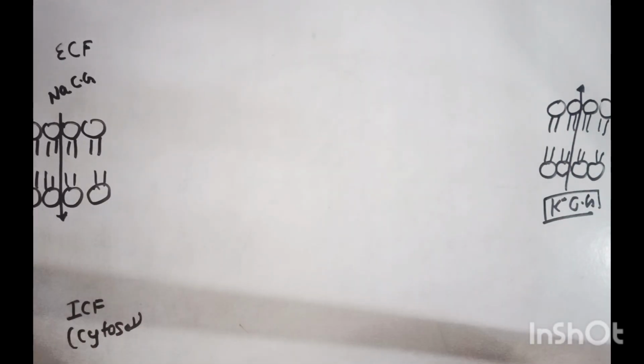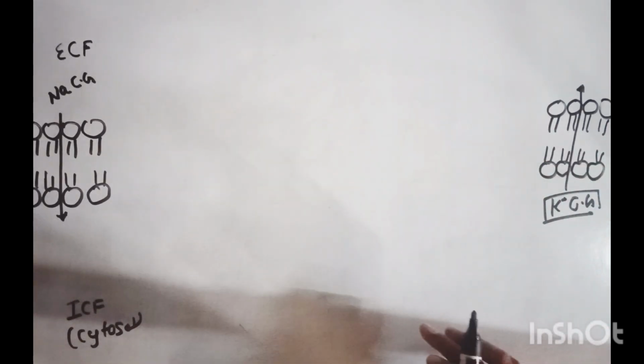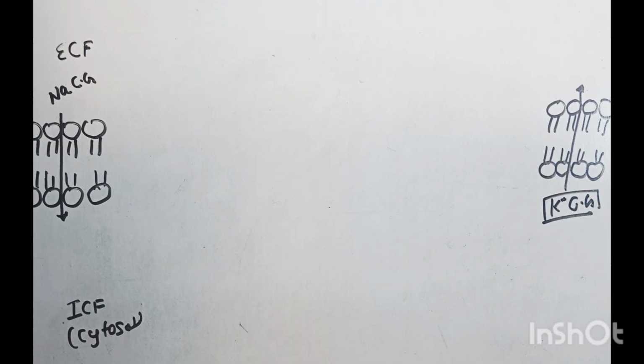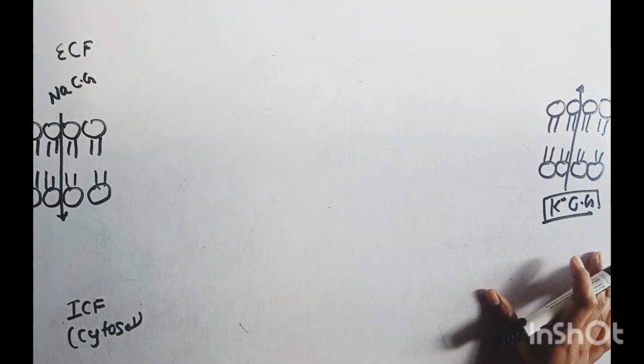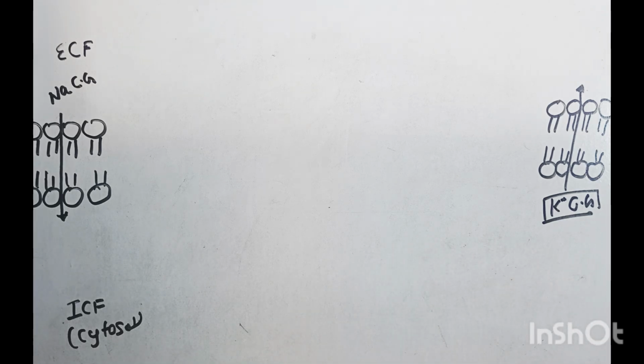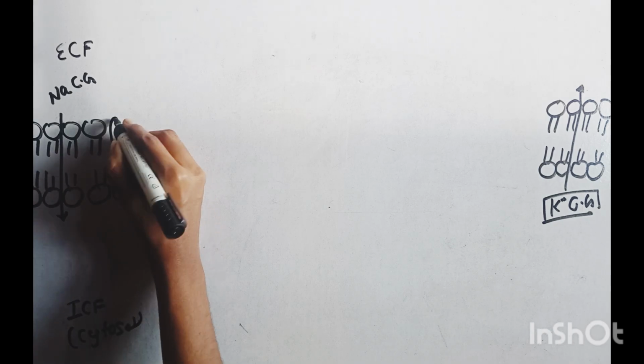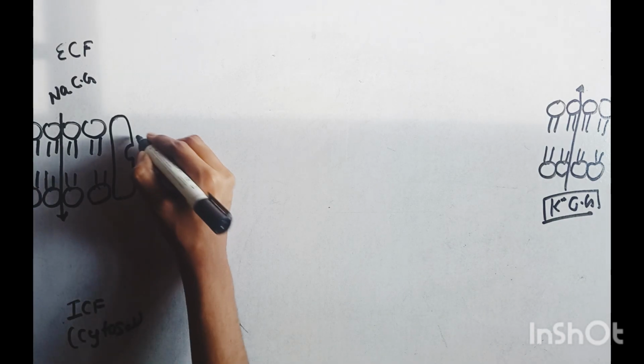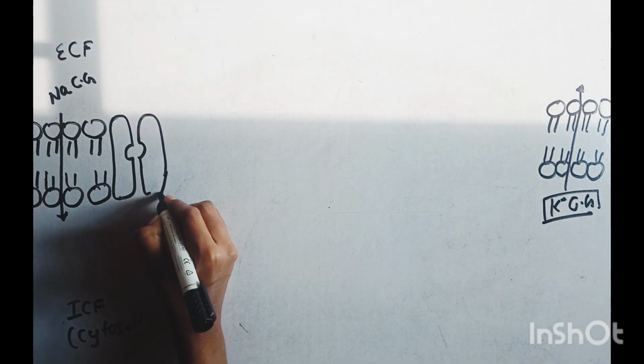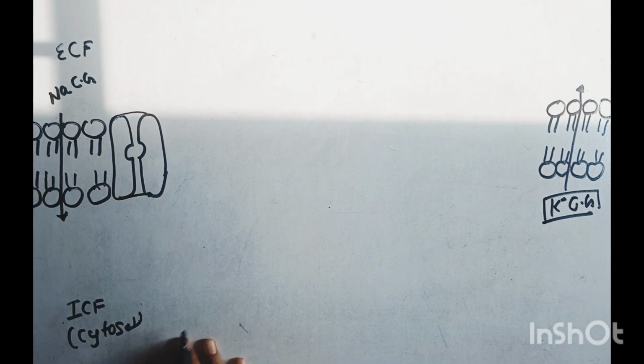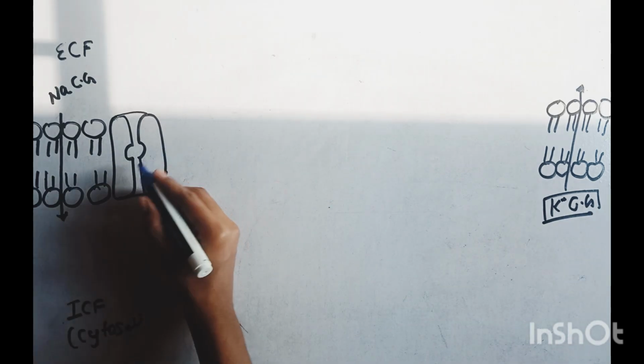What is the potassium gradient? The potassium concentration gradient means that the concentration of potassium is very high in the intracellular fluid or cytosol, and very low in the extracellular fluid. So active transportation means the movement of substances from low concentration to high concentration. So this is the pump, which carries them. This is the channel protein or carrier protein, and this is called a pump.